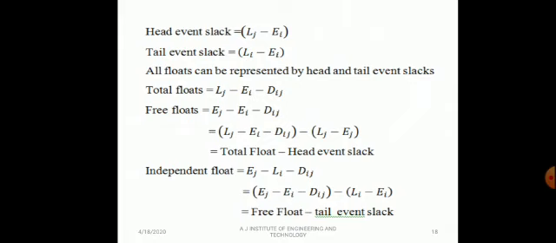Total float is Lj minus Ei minus Dij. Free float is Ej minus Ei minus Dij, or Lj minus Ei minus Dij minus Lj minus Ej: total float minus head event slack. Independent float is equal to Ej minus Li minus Dij, or Ej minus Ei minus Dij minus Li minus Ei: free float minus tail event slack. These are the procedures to calculate the total float, free float and independent float. These are the main factors that should be considered.